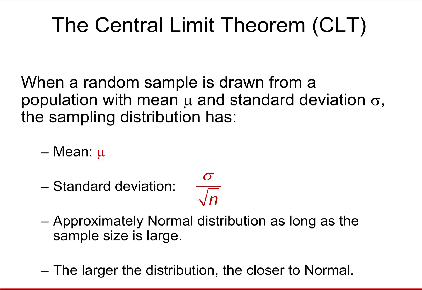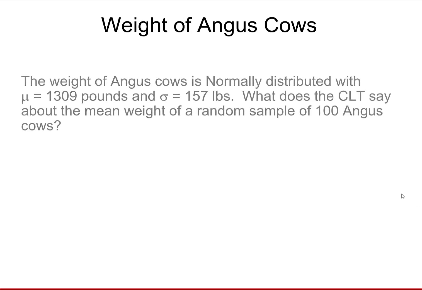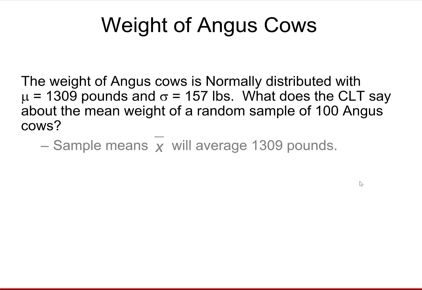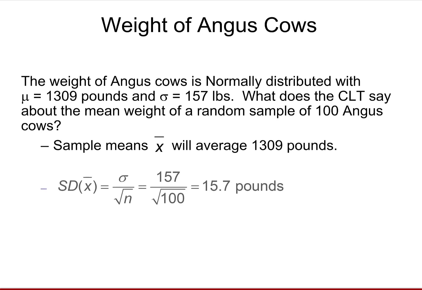The larger the sample size, the closer it is to normal. Now let's say we wanted to look at some Angus cows, and they're normally distributed with a mean of 1,309 pounds and a standard deviation of 157. What does the central limit theorem say about the mean weight of a random sample of 100 cows? So it says the sample means will average 1,309, the population mean, and the standard deviation of the sample mean will be sigma over the square root of n, which comes out to be 15.7 pounds.